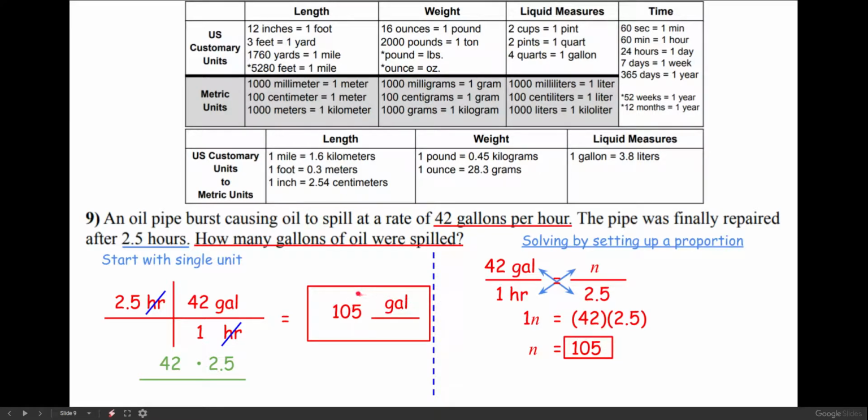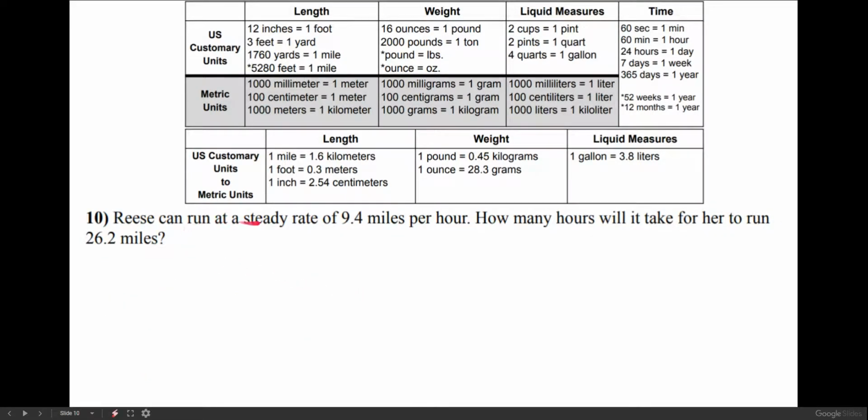Let's take a look at number 10. Reese can run at a steady rate of 9.4 miles per hour. How many hours will it take for her to run 26.2 miles? So again, we have a rate right here comparing two different things. How many hours will it take? Well, that is the thing we're looking for at the end, how many hours for her to run 26.2 miles. That's some extra information right there.